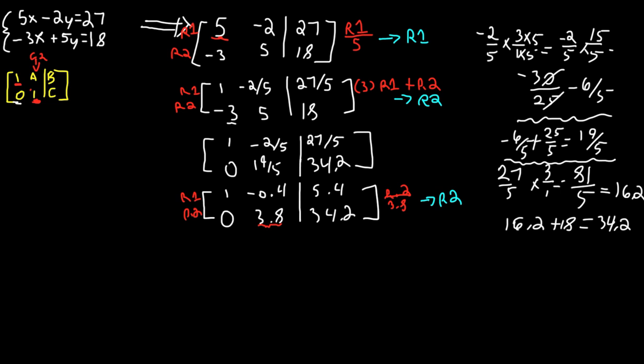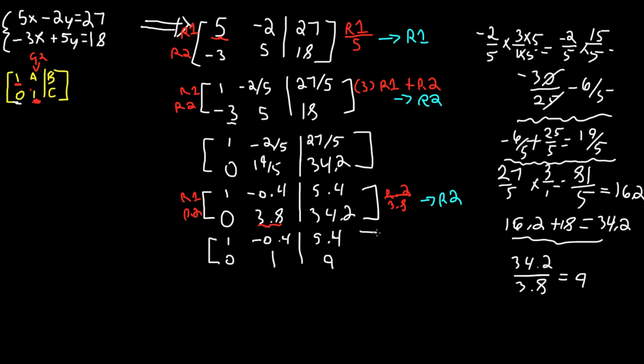Okay, so let's see what we get. We have 1. Row 1 doesn't change, remember that. 4, 5.4, 0. 3.8 divided by 3.8 is 1. 34.2 over 3.8. Hopefully that divides evenly. 34.2 divided by 3.8, yeah, it's 9. Perfect. And keep a calculator handy. It helps a lot. There you go. Now we can solve this.